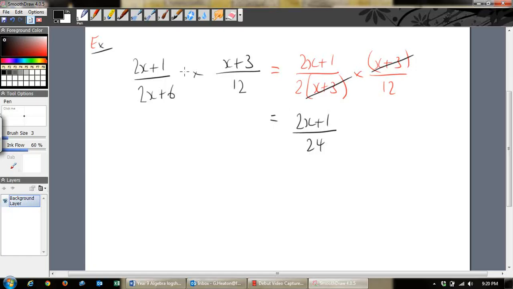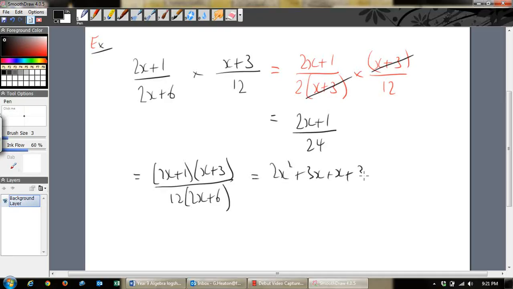Just looking at this, if you can recognise that there was a common factor there, it's a lot quicker. What would it look like if you didn't recognise that? Well, you'd need to multiply the top lines together, so 2x plus 1 times x plus 3, and then multiply the bottom line, so 12 times 2x plus 6. Then you'd need to expand it: 2x squared plus 6x plus x plus 3, etc. Did I do that right? That should be a 6. Anyway, you have to expand it all out. 24x plus 6 times 12 is 72. It's a pain. So if you can see that you can cancel out quickly up here, that'll save you lots of time.